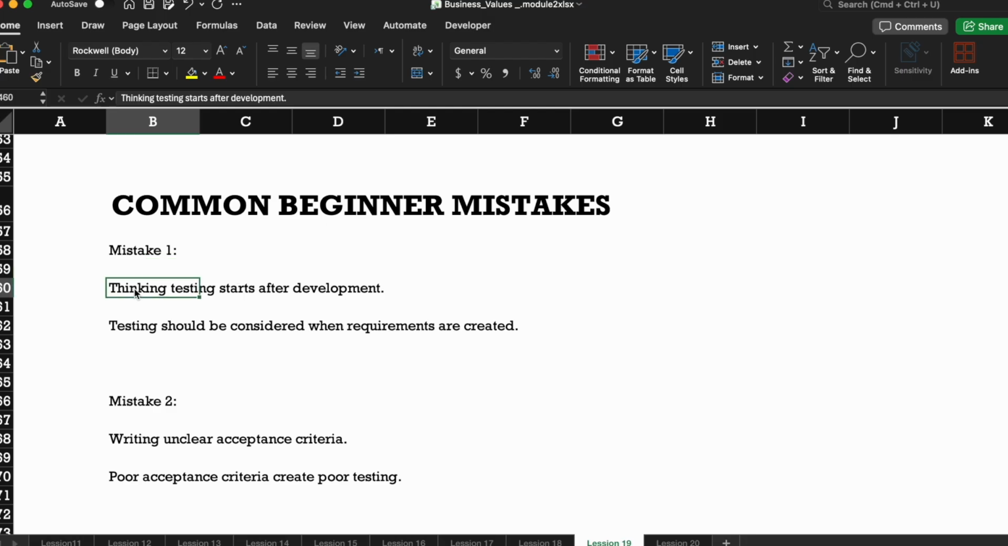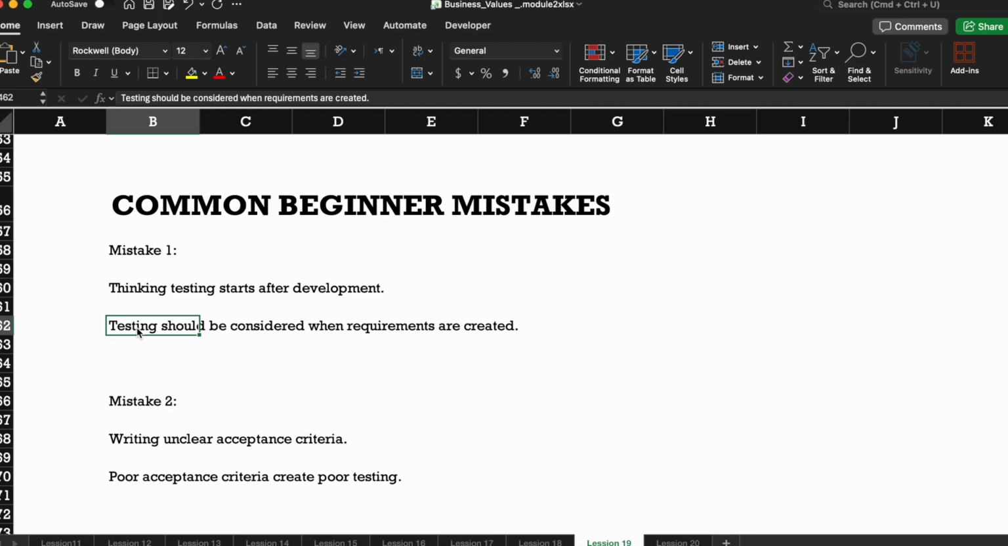Mistake number 1: thinking testing starts after development. Testing should be considered when requirements are created, right? So this is how I gather requirements. First I go to a testing portal application, use the credentials, log into the system and see what's happening there. If it is a new feature, and there are existing features that behave in a similar way, I grab some screenshots and show them to the tester, architect and everyone. I consider whether we can mimic this, right? So if you have software already built and you try to enhance it or add more features, it becomes very easy to write requirements because you already have a base or reference.